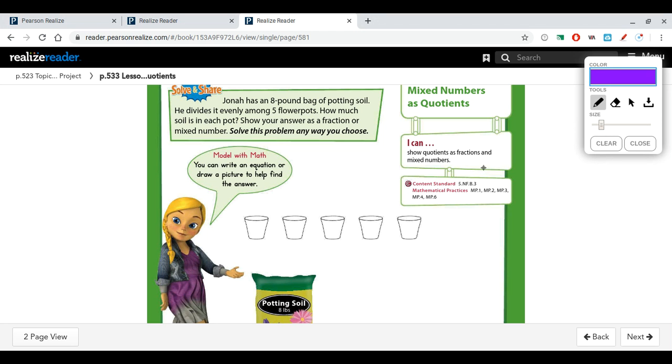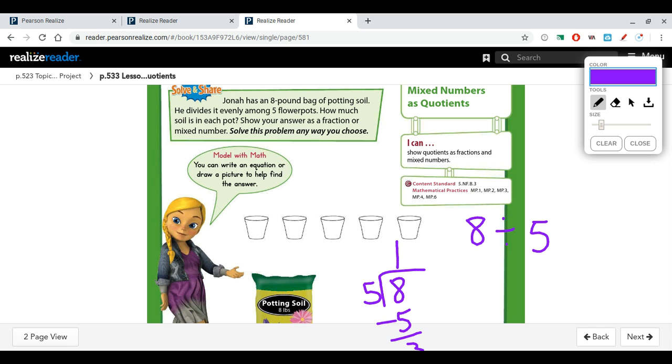So we take a look, and my dividend, sorry, that's the number that I'm dividing, is my 8-pound bag of potting soil, and I'm going to divide that by 5. I can set this up where 8 is going to go inside the box, 5 goes outside the box, and then I can multiply. So 5 is going to go into 8 one time. I write down the 5, I subtract, I'm left with 3, and then I don't have anything to bring down.